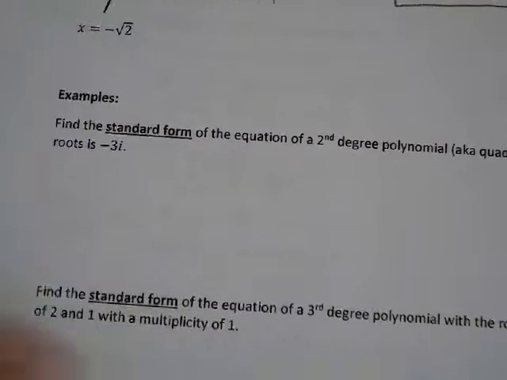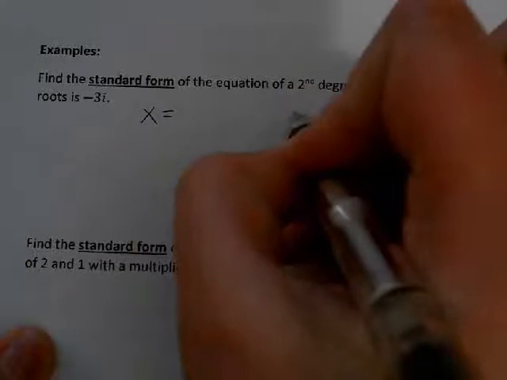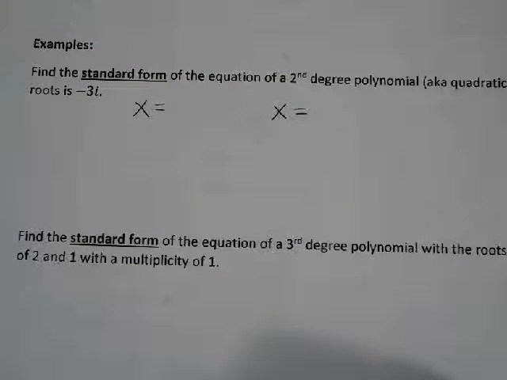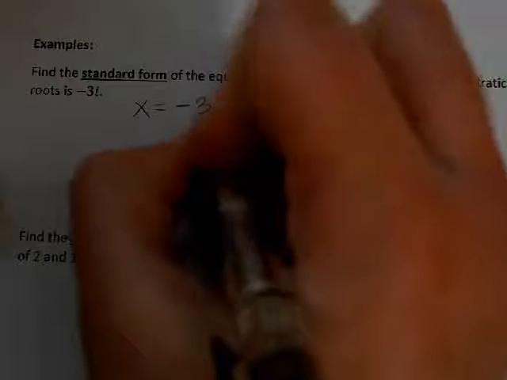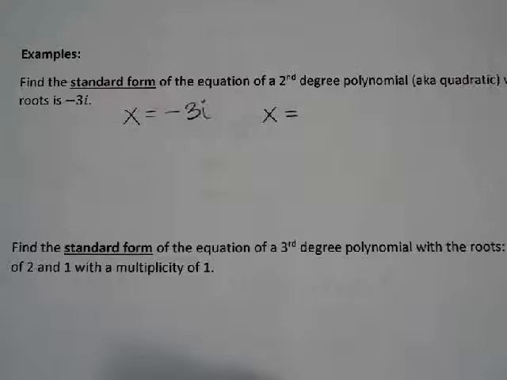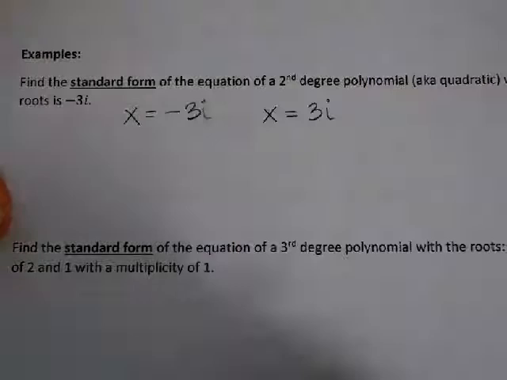Next example. It says a second degree polynomial. So how many answers are there? 2. x equals and x equals. There are 2 answers. And it says that one of the roots is negative 3i. So, we've practiced an assignment where we started getting those complex roots as answers. If one of the answers is negative 3i, what must the other answer have been? Positive 3i. Yeah, that's how it works. So if one of the answers was negative 3i, the other answer was positive 3i.